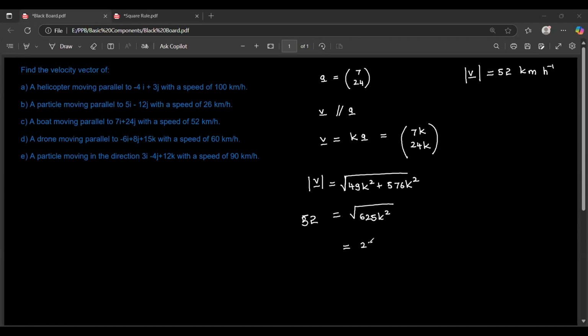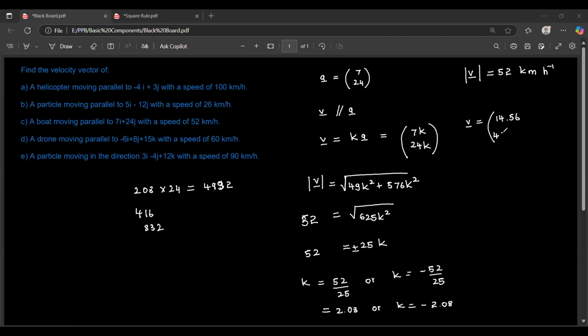So this is equals to 25 plus 2 minus 25k is equals to 52. So k is equals to 52 over 25, or k is equals to minus 52 over 25. So if I multiply by 4, that will be 2.08, or k is equals to minus 2.08. So in this case, b is equals to 7 times k, which will be 14.56, 24 into 2.08.